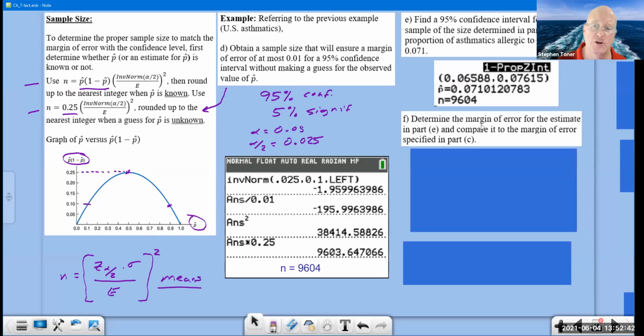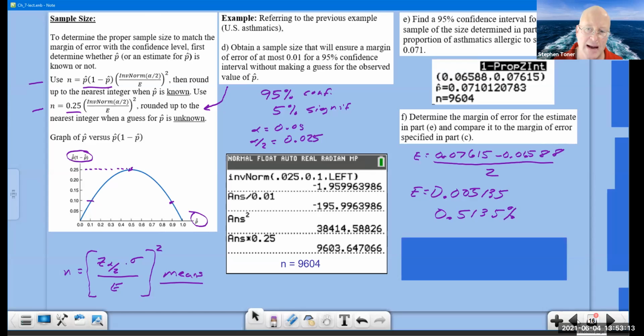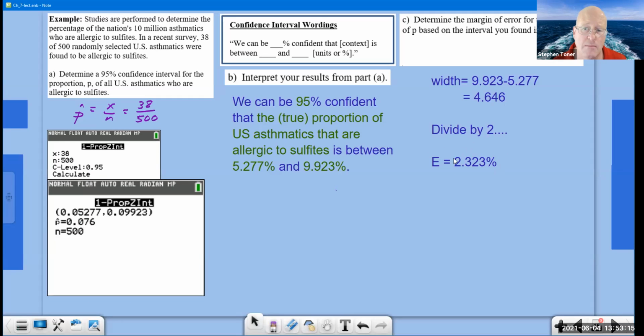For part F, determine the margin of error for the estimate back in part E and compare it to the one we had back in part C. Okay, here we go. Margin of error: we find out how wide the interval is, and that's the first thing I did. I subtracted in the numerator there, divided it by 2, and it came out to be a little bit more than 0.5% for the margin of error. Well, let's compare that to the margin of error back in part C. If I go back to part C, notice how our margin of error was 2.3%.